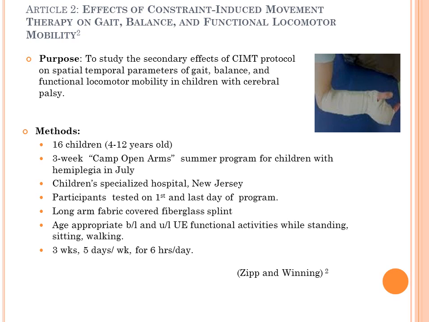The second article studied the secondary effects of CIMT on spatial temporal parameters of gait, balance, and functional locomotor mobility in children with CP. 16 children from 4 to 12 years of age were included in the study. It was a 3-week summer program called the Camp Open Arms for Children with Hemiplegia. It was conducted in July at Children's Specialized Hospital in New Jersey. Participants were tested on first and last day of the program.